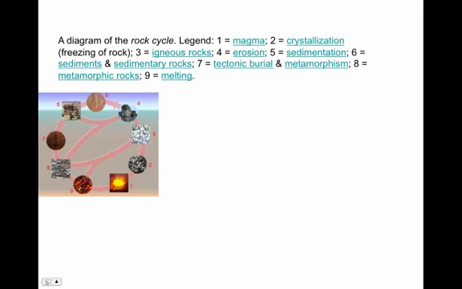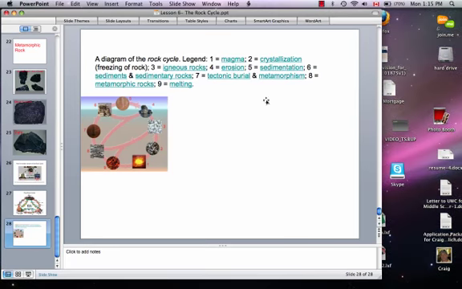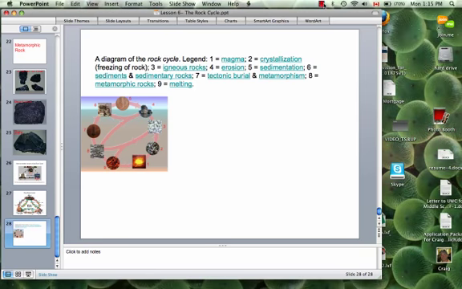So there's a quick look at the rock cycle, as well as the 3 kinds of rocks: igneous, sedimentary, and metamorphic.